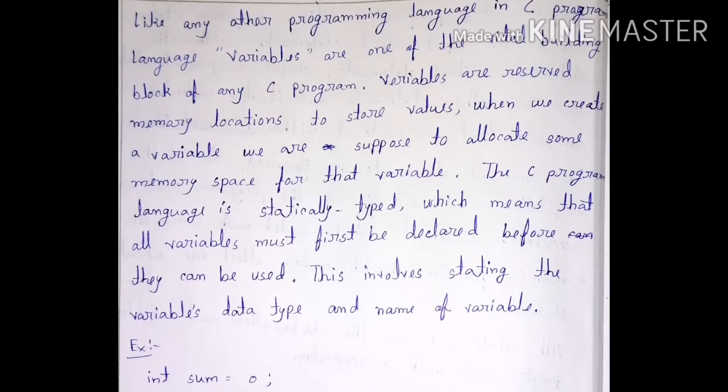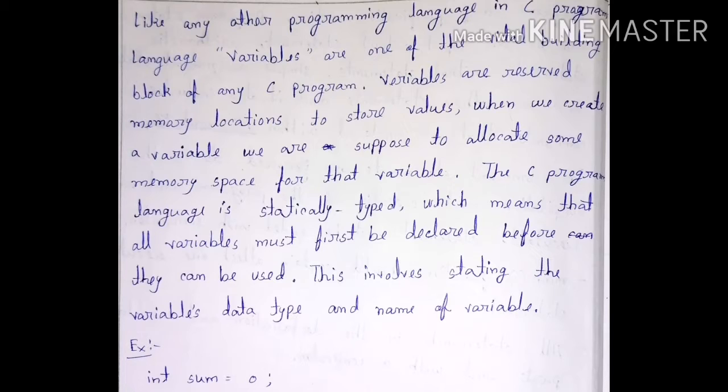Like any other programming language, in C programming language, variables are one of the vital building blocks of any C program. Variables are reserved memory locations to store values. When we create a variable, we are supposed to allocate some memory space for that variable. The C programming language is statically typed, which means that all variables must first be declared before they can be used. This involves stating the variable's data type and the name of the variable.